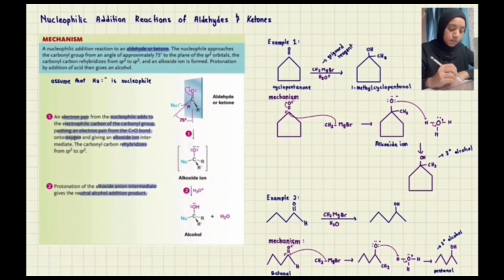For the next example, it is the nucleophilic addition reaction of an aldehyde. Butanal reacting with methyl magnesium bromide will form pentanol. Let's see how it is formed. An electron pair from methyl, which is the nucleophile, will attack the carbon atom, which is the electrophile, pushing an electron pair from C double bond O onto oxygen. It will form an alkoxide ion. A pair of electrons from oxygen will attack hydrogen, and the pair of electrons here will attack oxygen, and it will form pentanol, which is a secondary alcohol.